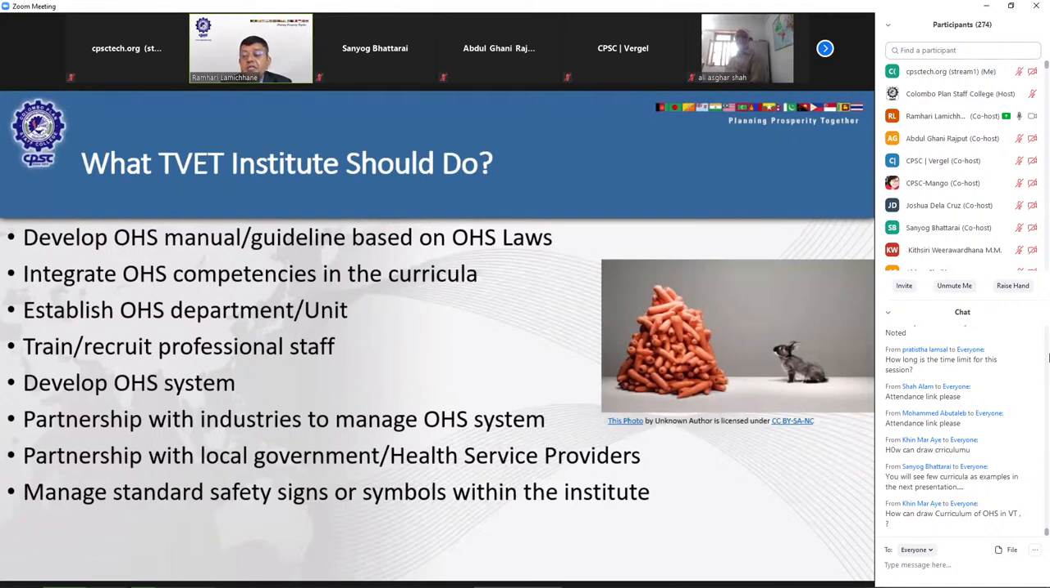So partnership is important. And manage standard safety signs or symbols within the institute. We have to manage standard safety signs or symbols, like danger; many signs and symbols are there. So we have to properly fix these safety-related signs or symbols within our institutions. That is very important, okay?